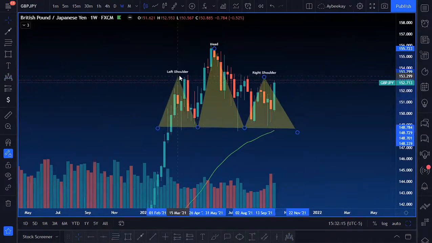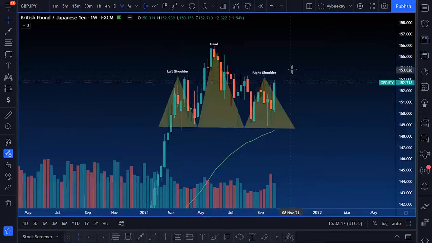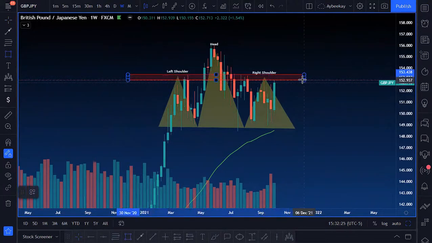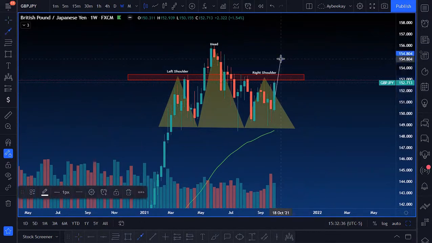No, huge head and shoulders pattern. Now, what I am probably anticipating, which is why I said with GU, I'm probably going to end up waiting for the London session on Sunday or Monday, market open, whatever you want to call it.